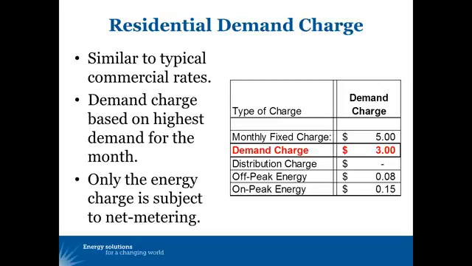And a more sophisticated approach to this would be to have a demand charge that was $1 a kilowatt off-peak and more than $3 a kilowatt on-peak, so that it was time differentiated. That's probably a little more complicated rate design than residential customers are ready for.